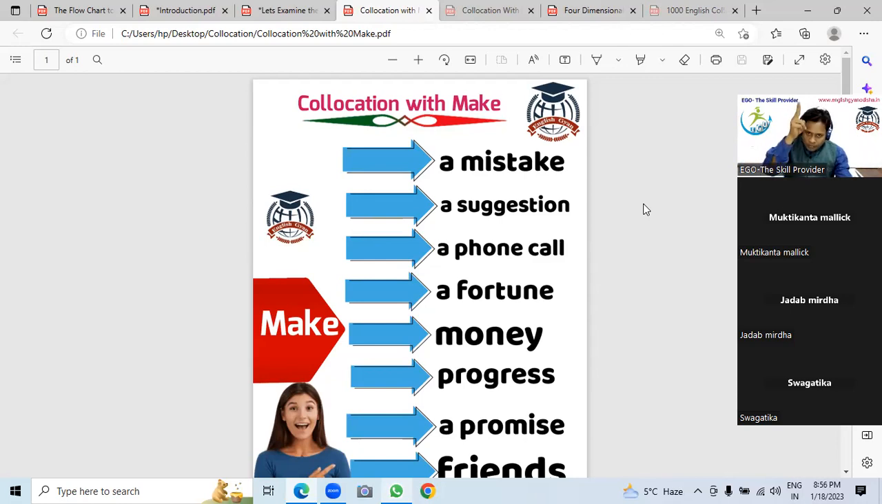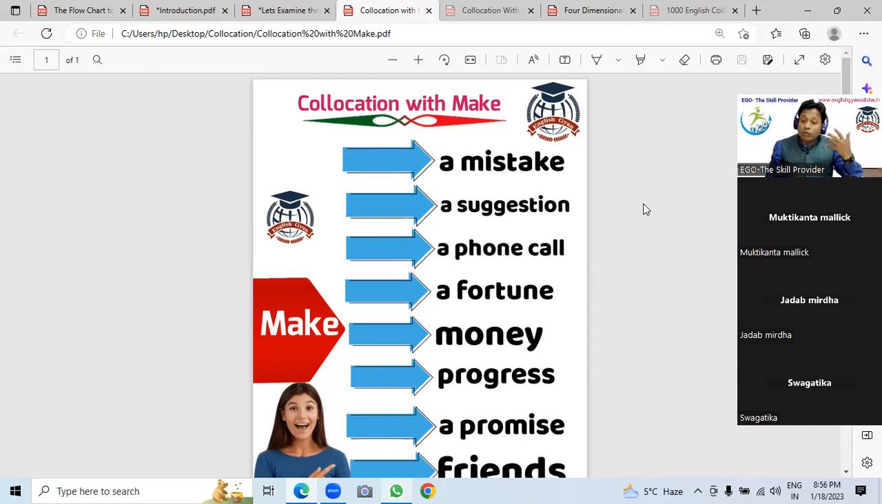You can use, so mistake you use daily, suggestion you use daily, phone call you also use daily. For all the things you are supposed to use make, not do. Right now to the fourth one, make a fortune. Okay, so it is actually an idiom. Make a fortune means, you must have heard of Fortune 500 company. That means there is more money.